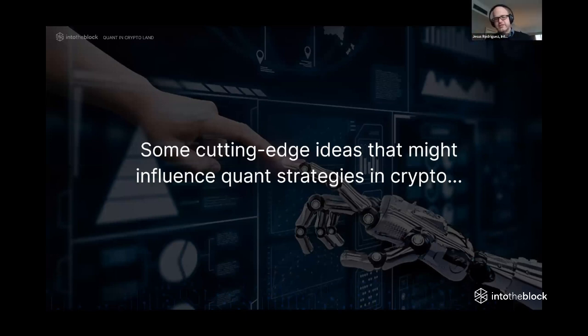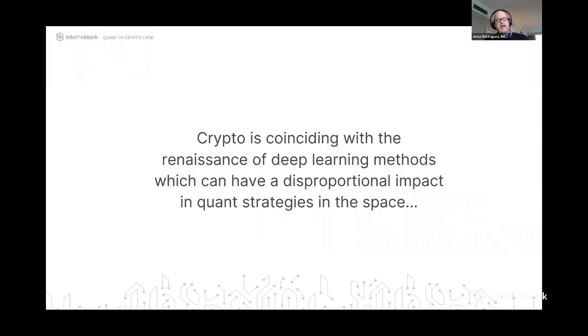So for one of the last sections of this presentation, I would like to explore some cutting edge ideas that could influence quant strategies in crypto.